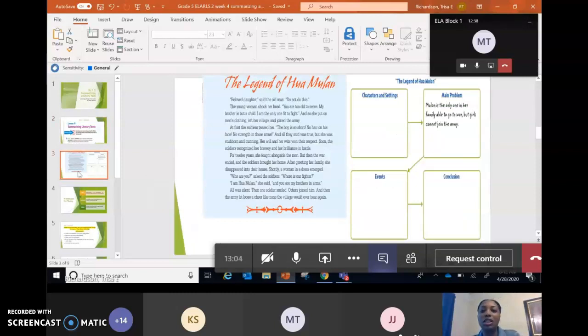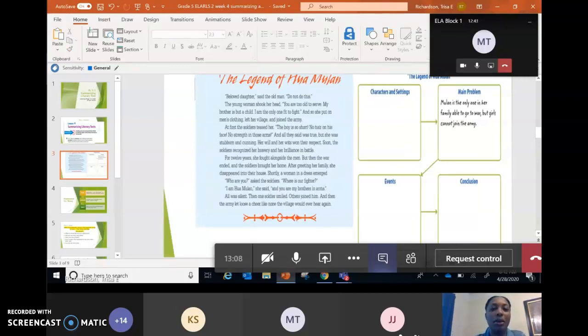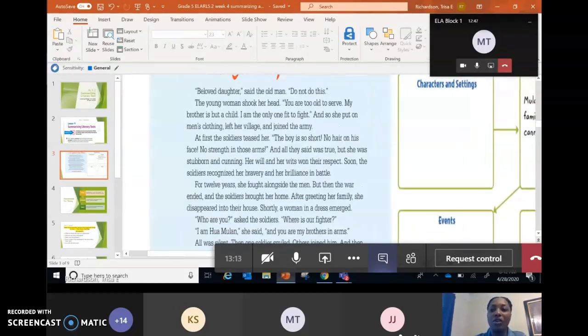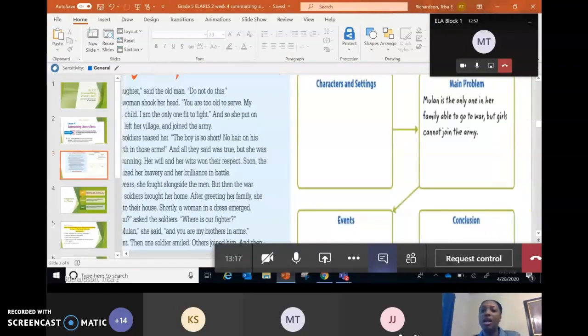All right, so let's go ahead to the story of Mulan. It says The Legend of Hua Mulan. And I'm going to blow it up a little bit better. Hopefully you guys can see that. I'll move it over because you all are going to help me fill in my chart.